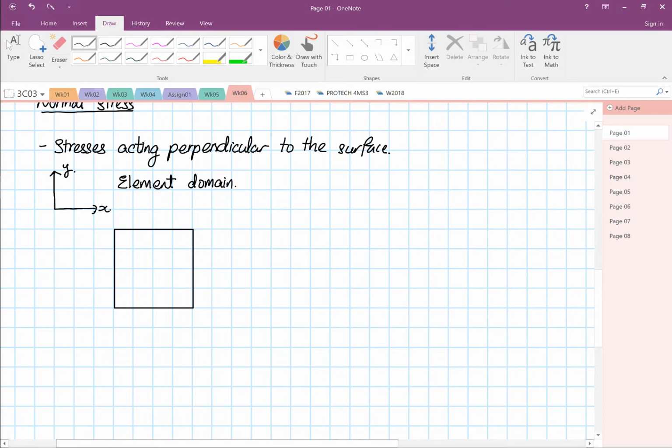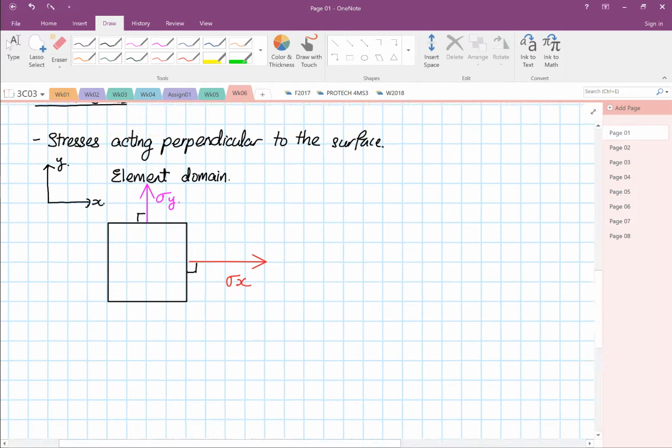Okay, and we can have stresses in two directions. So over here, this is stress x. Okay, so this is my stress x, and then on the other one, this will be my stress y. Okay, so this is our stress y. And when we say the stresses act perpendicular, you see where the perpendicularity is. So this is perpendicular. Okay, so stress x is in the x direction, stress y is in the y direction.